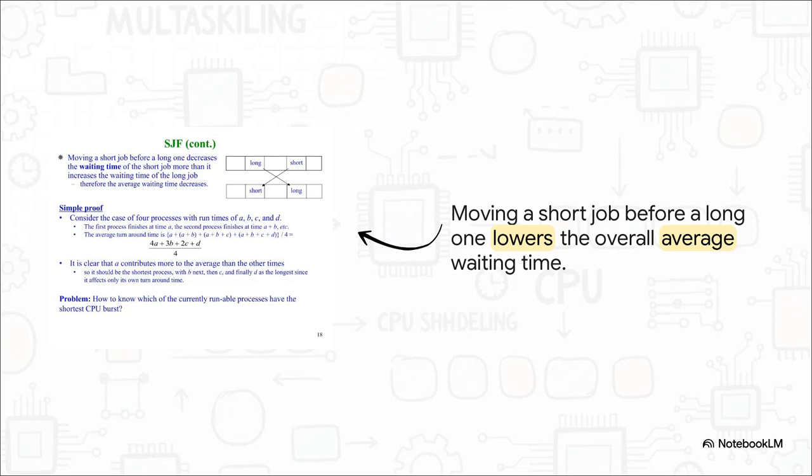The reason it works so well is just some simple math. When you let a short job cut in line, you reduce its waiting time by a lot. And yeah, you increase the waiting time for the big job behind it, but only by a little. So when you average it all out across all the jobs, it's a huge net win for efficiency.